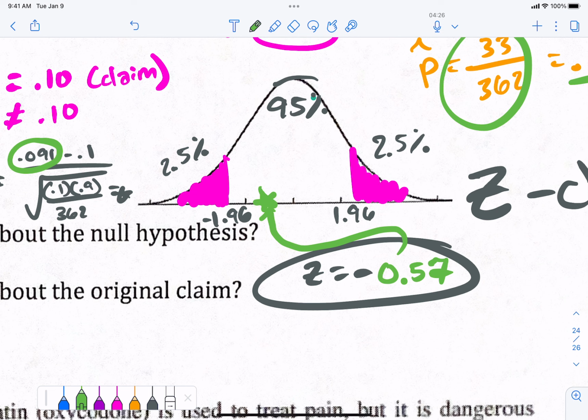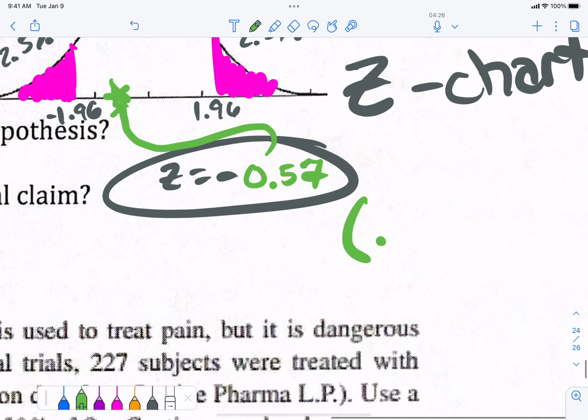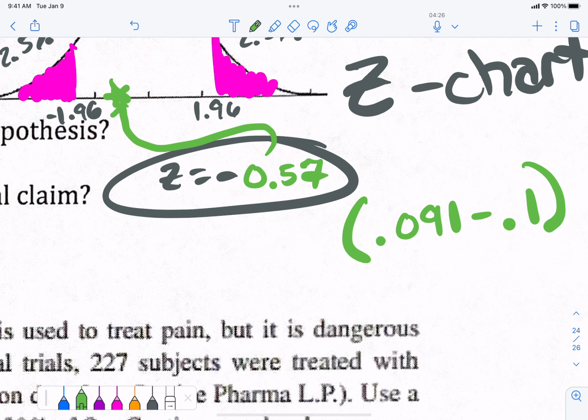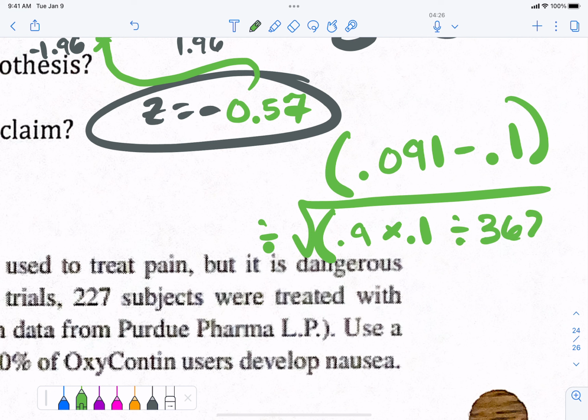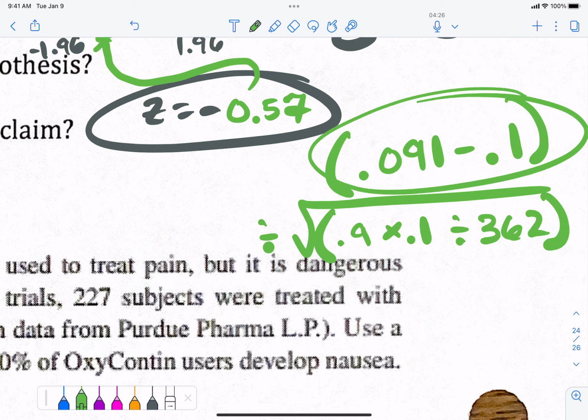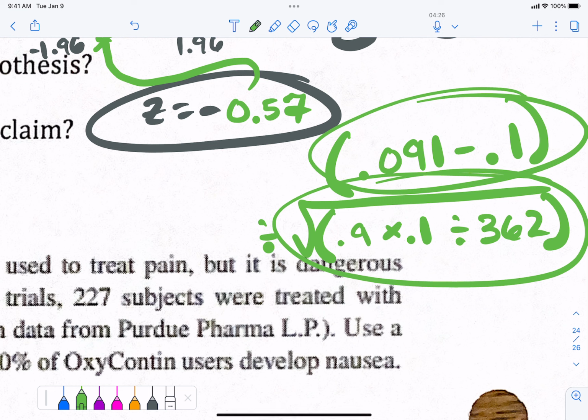So I just do two sets of parentheses: 0.091 and -0.1. That's my top set, divided by the square root, and then I open a parenthesis and do 0.9 times 0.1 divided by 362, close parentheses. This is how I type it in my calculator: parentheses, 0.091 minus 0.1, that's my first set of parentheses. Then divided by the square root, open another set of parentheses, 0.9 times 0.1 divided by 362, close parentheses, and you're done.